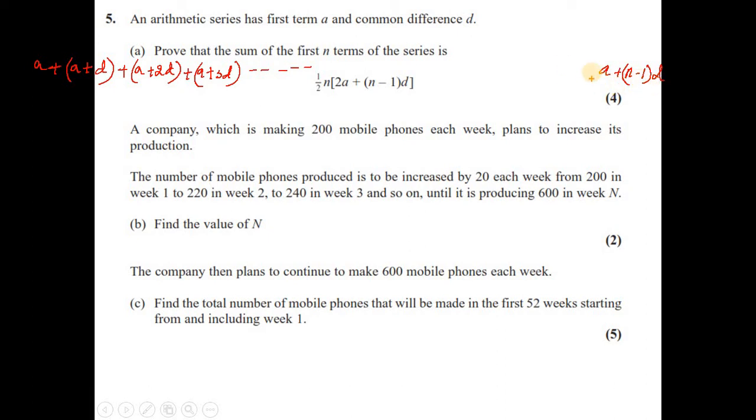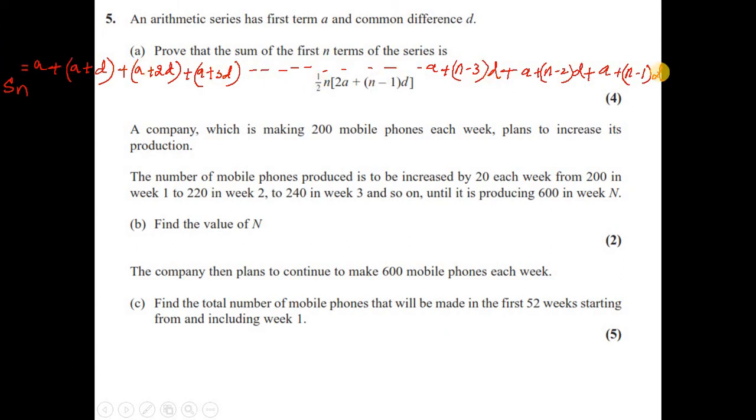So what would be the previous term, or the second last term? If you see the pattern, a plus n minus 1 d, the second last term would be a plus n minus 2 d. This is the second last term. What about the third last? a plus n minus 3 d, and so on. Now if you add all these terms, this is called Sn. So Sn is equal to the sum of all these terms.